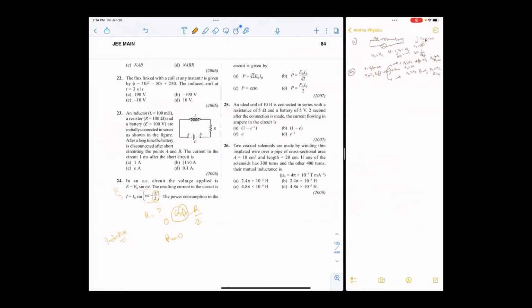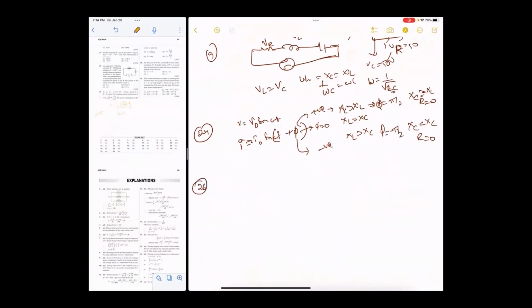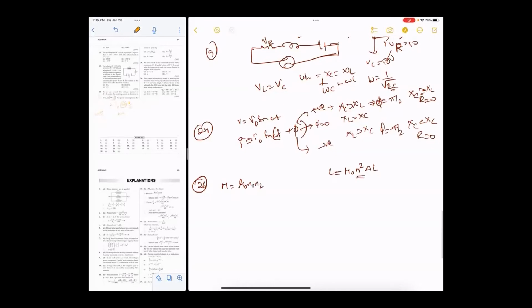Twenty-sixth. What is mutual inductance? We have self-inductance, which is mu naught n square into area into L. So self-inductance L is mu naught n square into area into L. Mutual inductance is mu naught into N1, N2. I just remember this. Instead of n square, N1, N2, into the area of intersection into L.